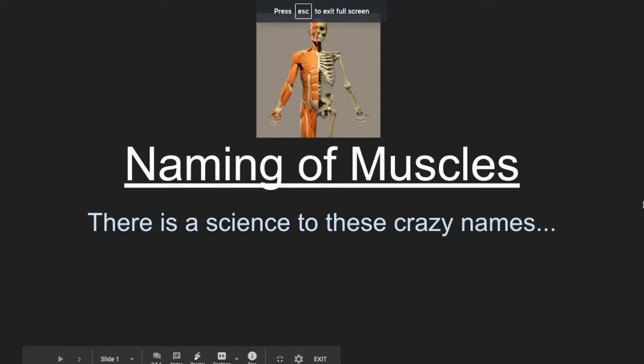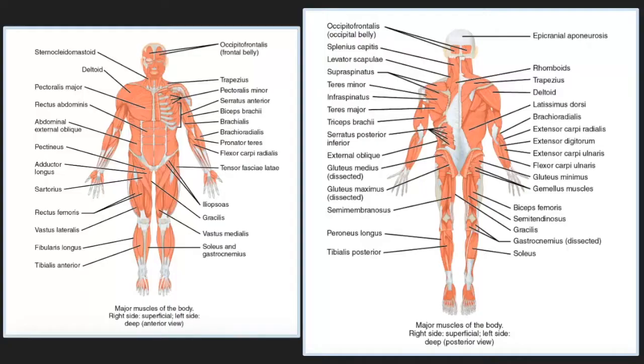Hey guys, so I want to talk a little bit about naming of muscles. Some of these names you see, latissimus dorsi, sternocleidomastoid, flexor, extensor, digitorum, and all these crazy long names. I think if you understand why they're named that way and the rules they use to name muscles, it'll make the names not seem so crazy and also help you to remember where they're located. So there is a science behind this.